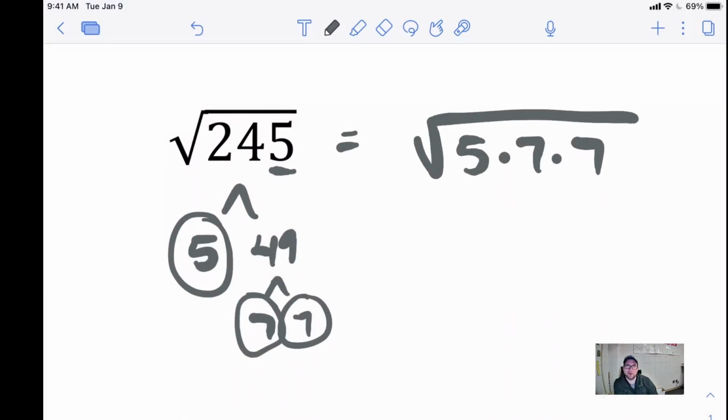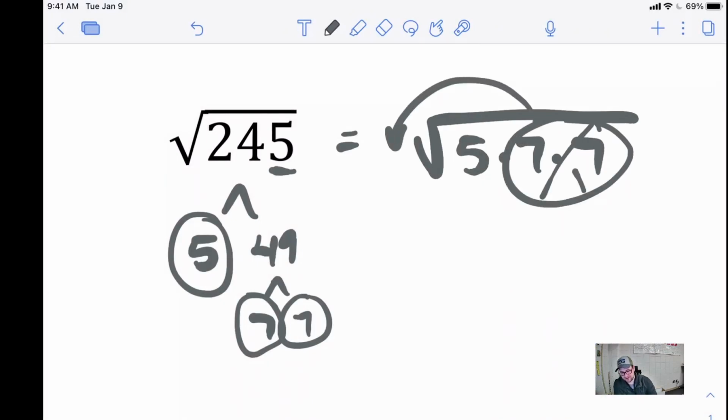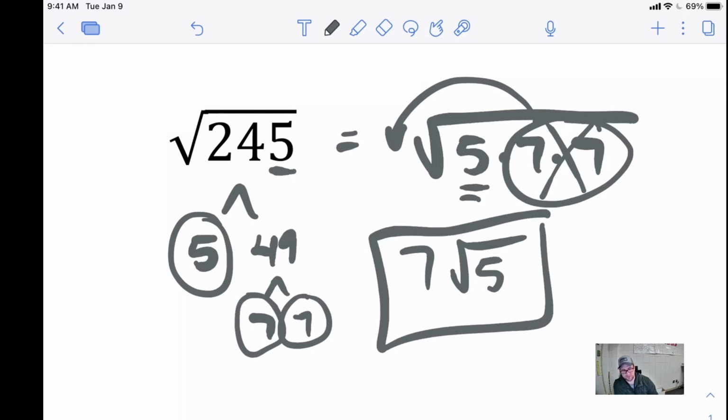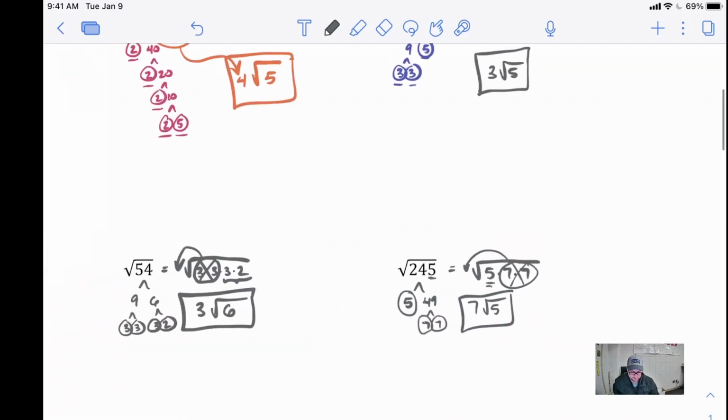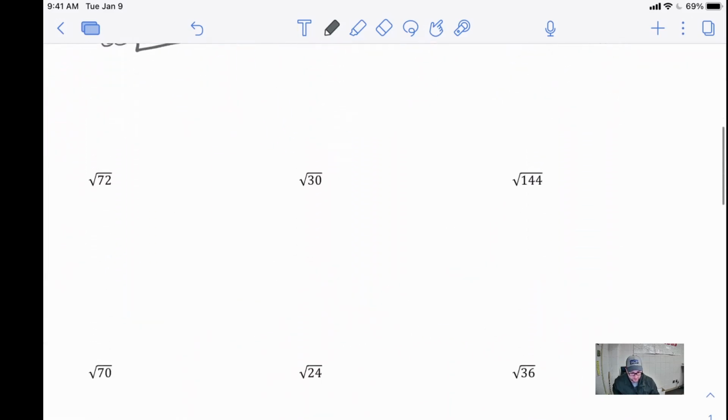That was our code. Now, let's do the 2 for 1 special. 2 of the same thing. Pull one of those to the outside. What was left inside? Well, just the 5, which makes this our final answer. Nice job. Let's do another one.